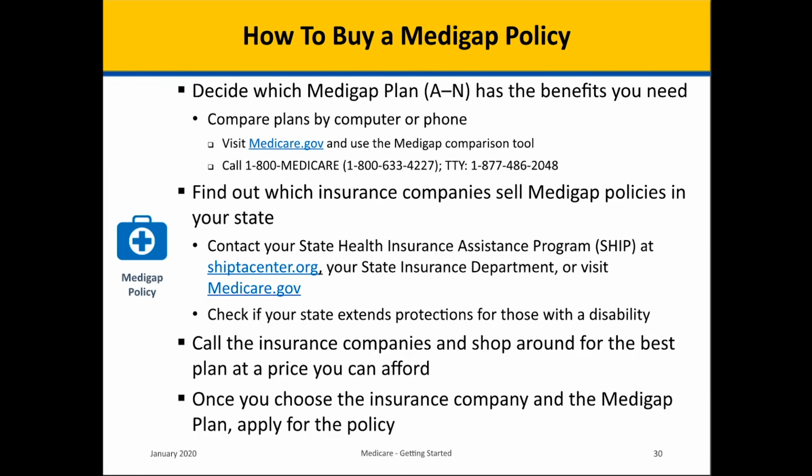Medigap protections aren't offered for people with Medicare due to a disability. However, some states do offer Medigap policies for those that are disabled. You'll just want to check with your state insurance department to determine if your state offers those. You should call the insurance companies and shop around for the best plan at the price you can afford, and then buy the Medigap policy, making sure that the insurance company gives you a clearly worded summary of your policy once you apply. Next slide, please.